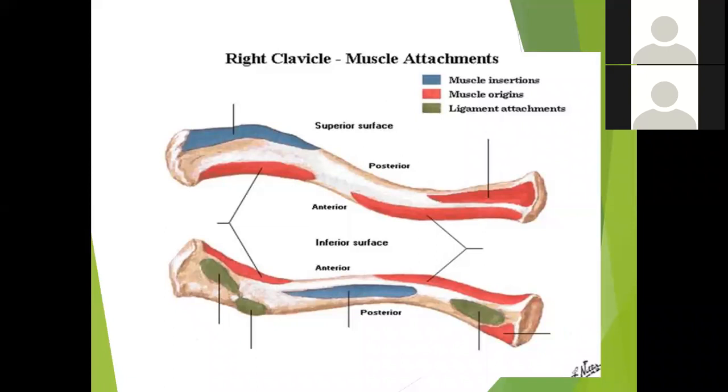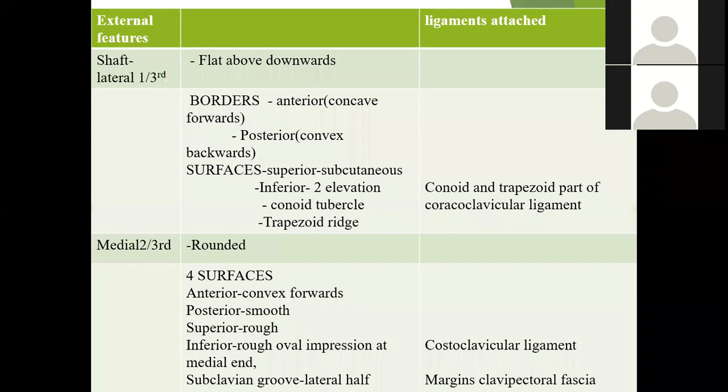So next we can talk about the ligaments attached to this clavicle. What are the ligaments attached to the clavicle? In this tabular column, parallelly I have shown you the features and the ligaments attached. Please see under the ligament column. The first ligament attached is the conoid and trapezoid part of the coracoclavicular ligament. This is the first ligament present in the clavicle, attached to the inferior surface of the lateral one third of the shaft.